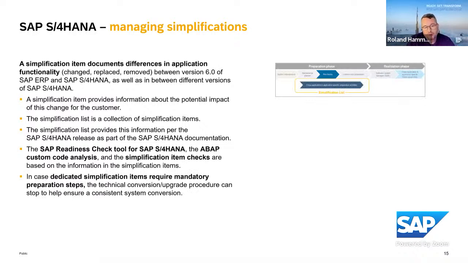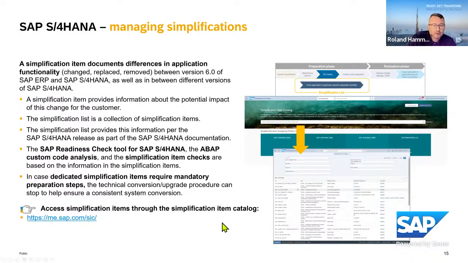Even more, in case dedicated simplification items require mandatory preparation steps before you do a conversion or a technical upgrade procedure, we can detect this and help you find this out. And so the technical conversion or the upgrade can stop and help ensure that you do a consistent technical conversion.